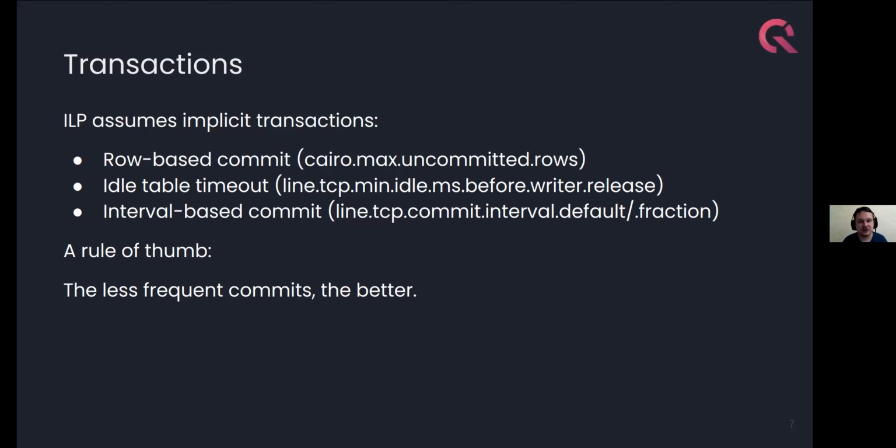Speaking of the implicit transactions, the motivation here is to have as few commits as possible, because this way the ILP protocol shows better throughput. So the motivation is performance.